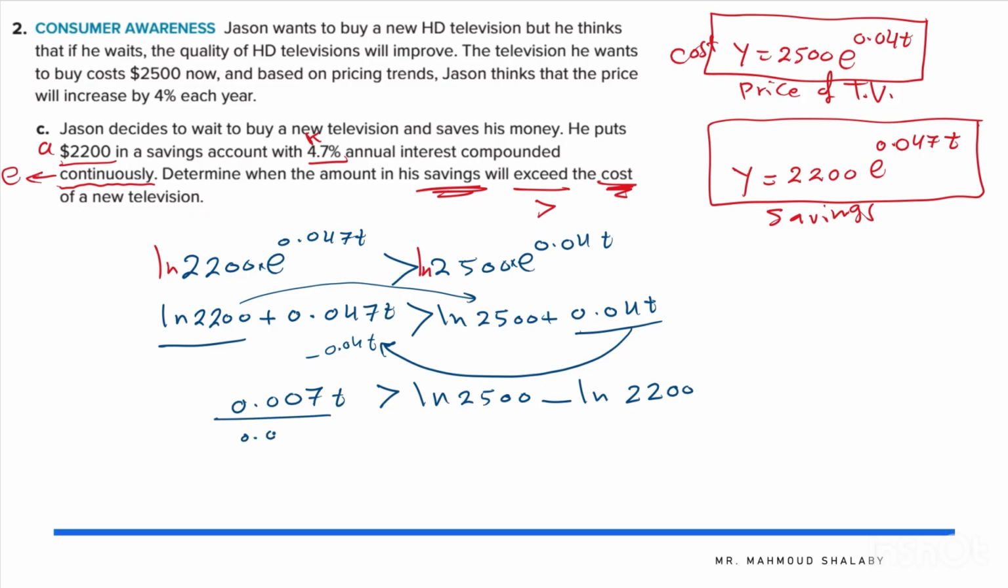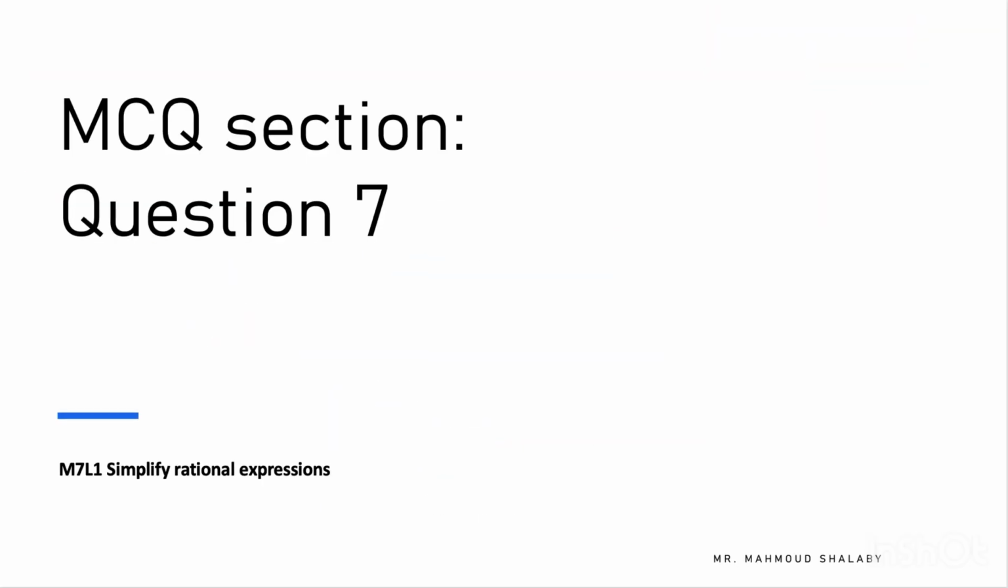Just last step, divide by 0.007, divide by 0.007. These will be cancelled, so t greater than, and you will put all of this on the calculator, you will find the answer is 18.3. So we can say his savings will surpass the cost of the TV after about 18.3 years, or in about 18.3 years. That's it.